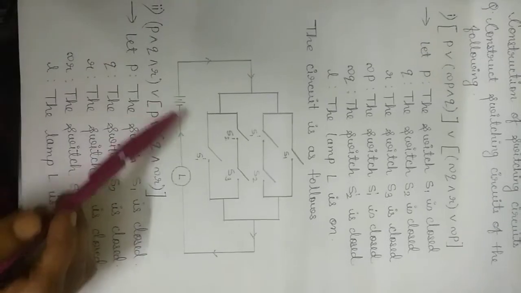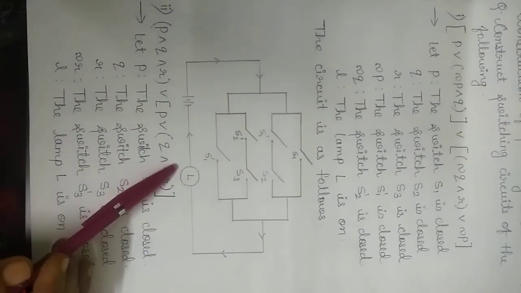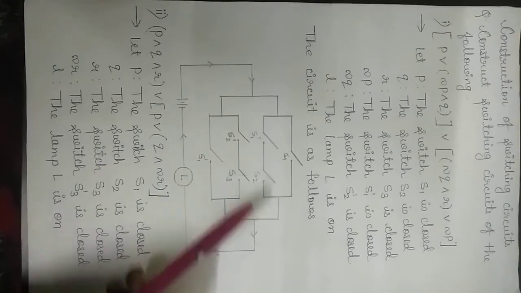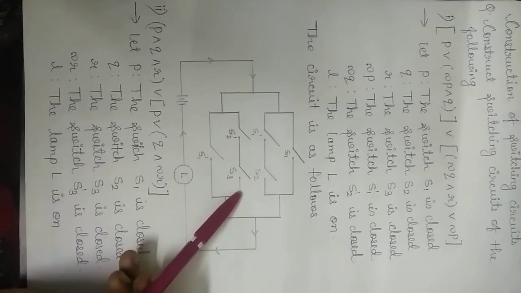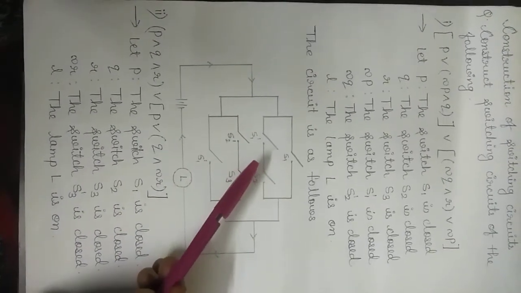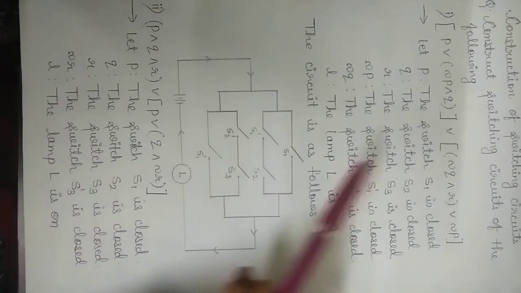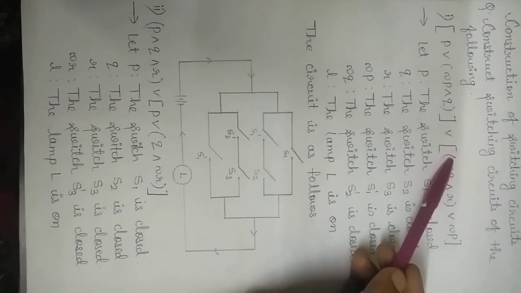So here we have joined them with a parallel connection, and of course we require a battery and a lamp. So this is our circuit. Now see, your circuit will be like this, that if you are going to write the logical expression for this circuit, you must get the same answer.